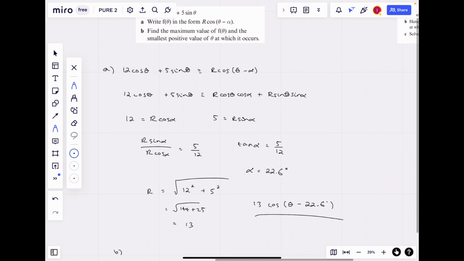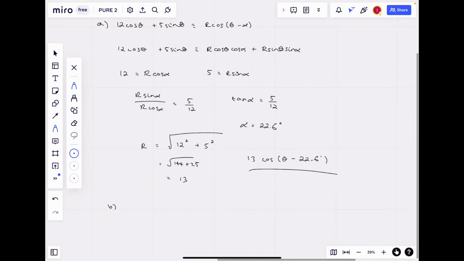Find the maximum value of f(theta) and the smallest possible value of theta at which it occurs. Okay. The maximum value of cos x usually is going to be what? In the graph, what's the maximum value it can take? 1.